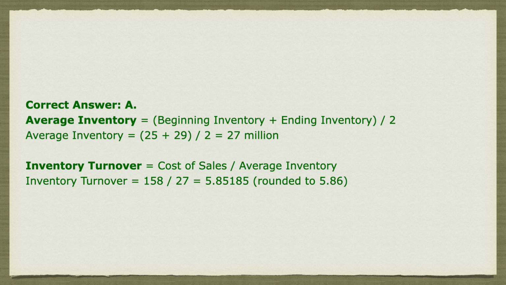Inventory turnover calculation. Inventory turnover equals cost of sales divided by average inventory. Average inventory equals beginning inventory plus ending inventory, divided by 2. Inventory turnover result: 5.86.